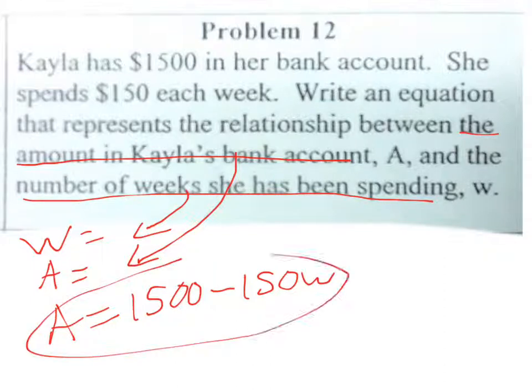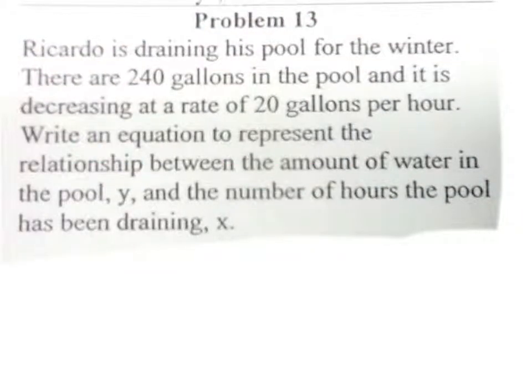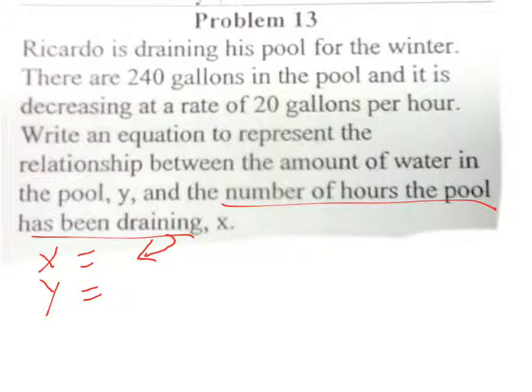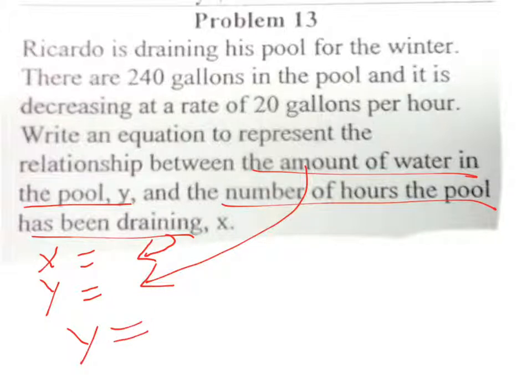Ta-da! There's that one. And on 13, Ricardo is draining a pool. It starts out with 240 gallons, and is draining 20 gallons per hour. The number of hours the pool's been draining is our x variable, and the amount of water in the pool is the y value. So if you want to write your equation, it's losing 20 gallons an hour, so we're going to have negative 20 times the number of hours, x. But it did start at 240 gallons, so we're going to start there.